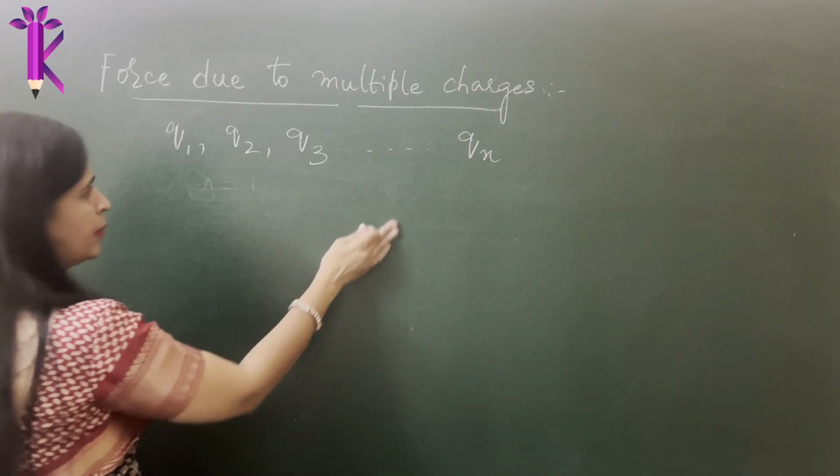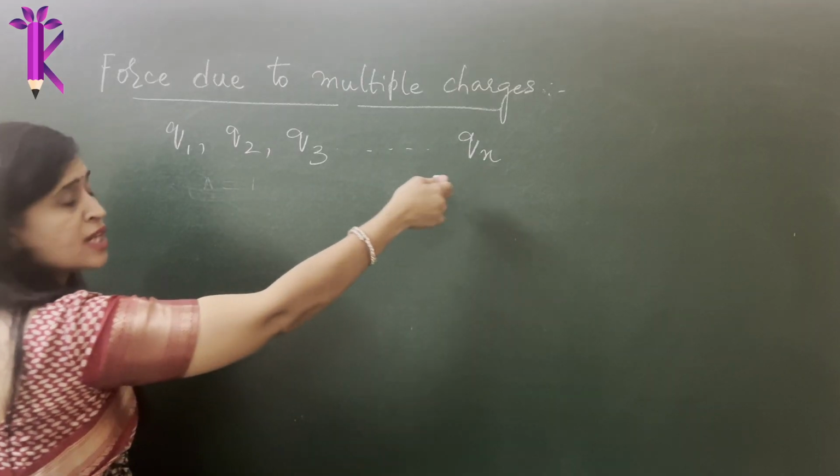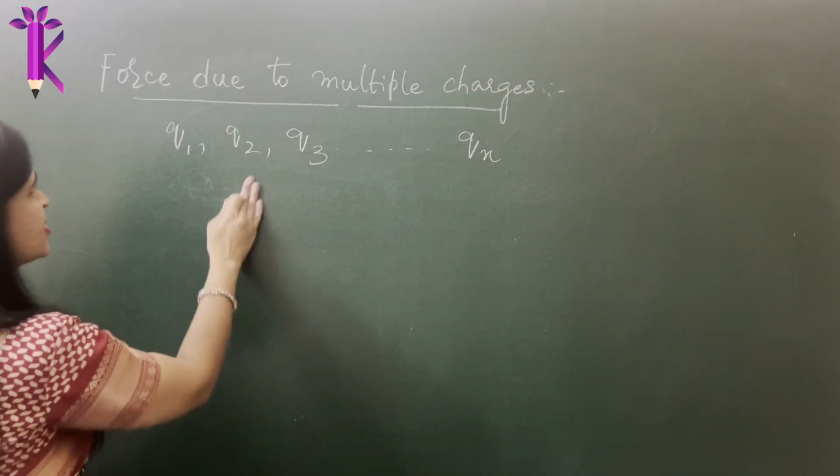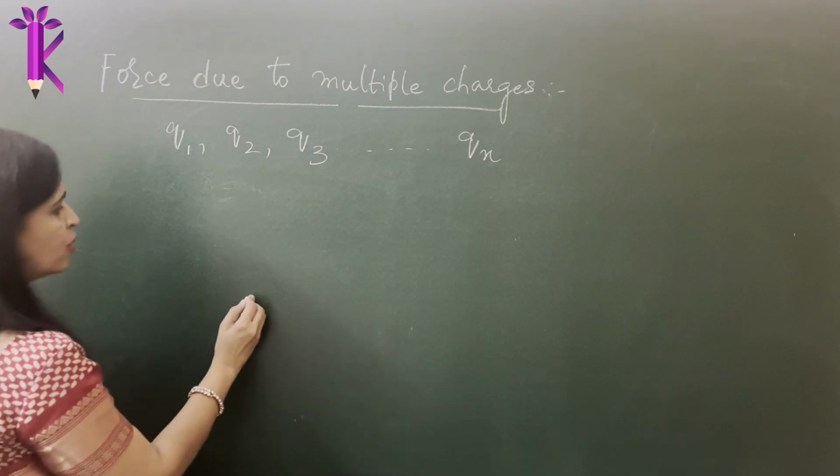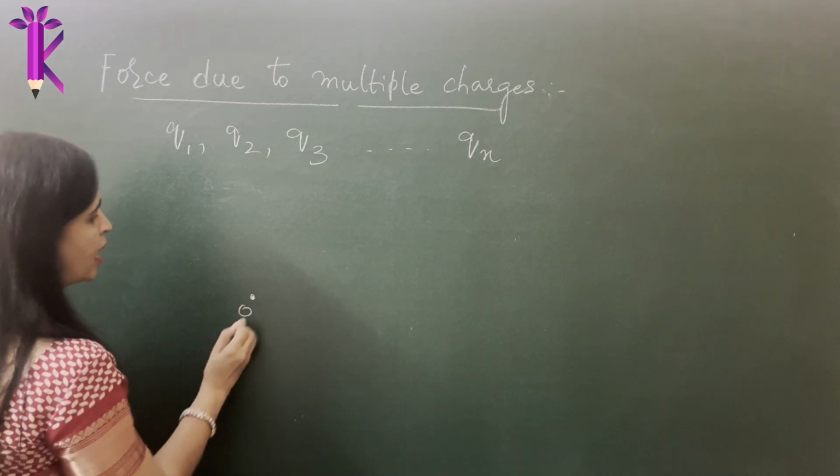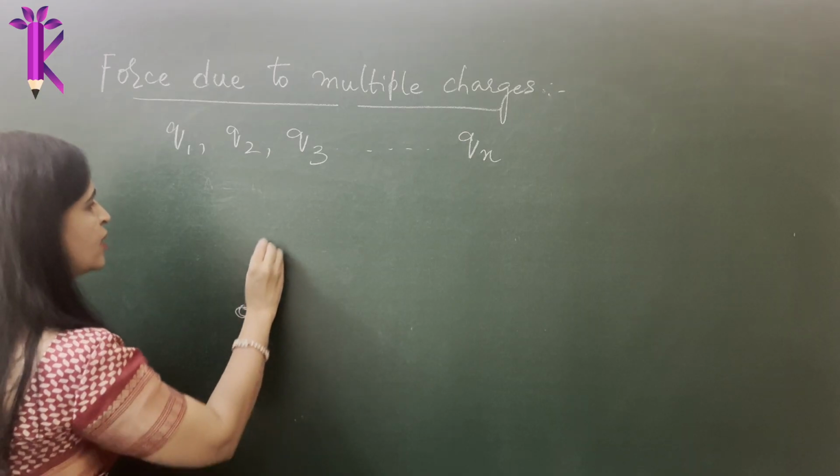It can have any number. It can be 1000 charges, a million charges, it can be any number of charges. In such a case, how would it look? In the first case, I have to assume an origin, right? So I'll assume only 3 charges.